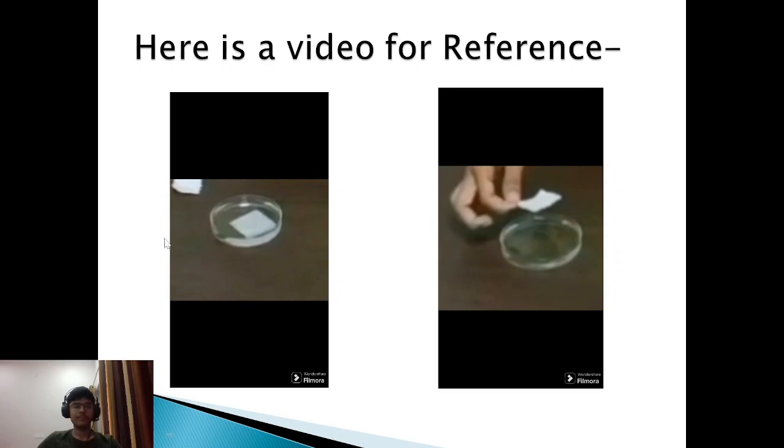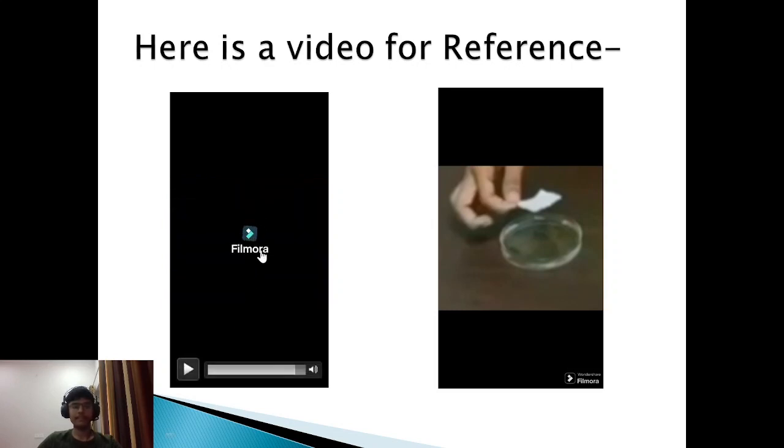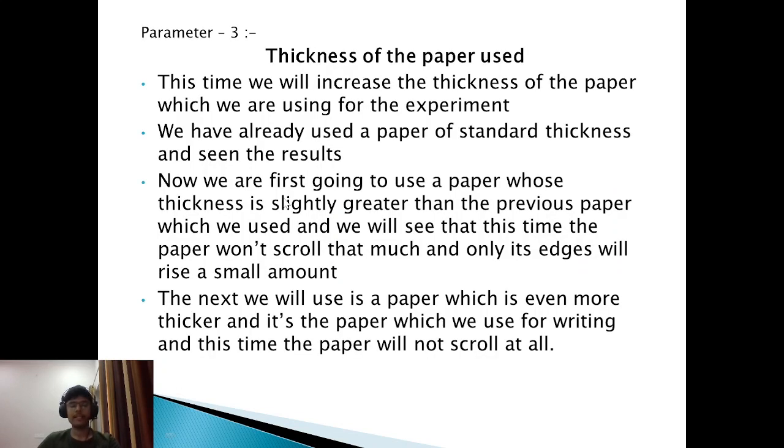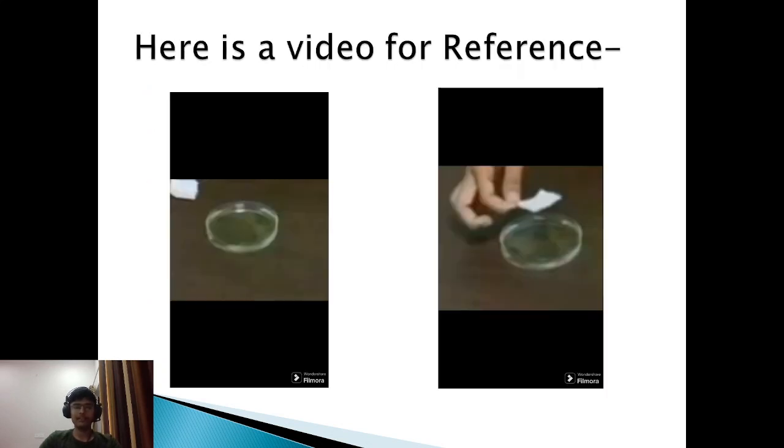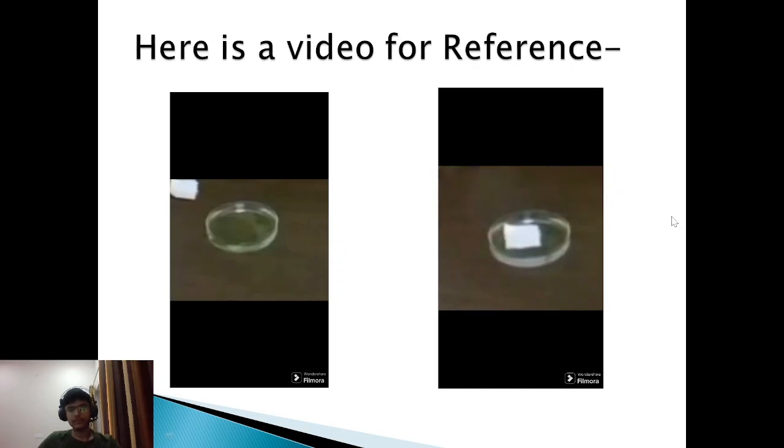You may not clearly see it in the video, but I have observed this. It tries to scroll, the edges rise somewhat, but it does not scroll fully. Next, we will use the paper which is even thicker, and it's the paper which we use for writing. It is very thick, that's why we can write on it. So here is the picture. This time we can see that it does not scroll even a little.